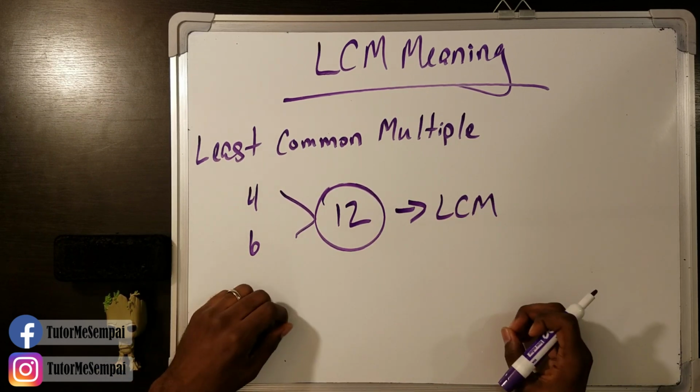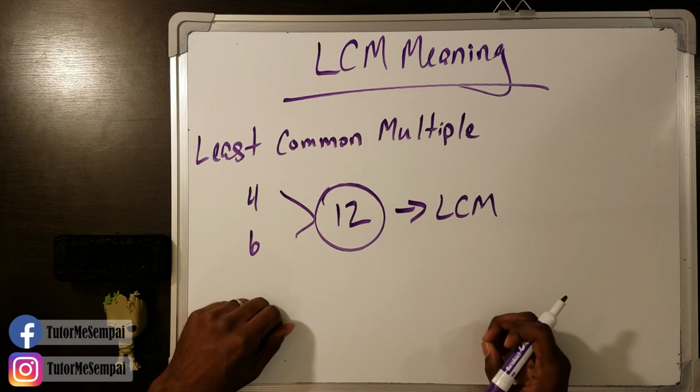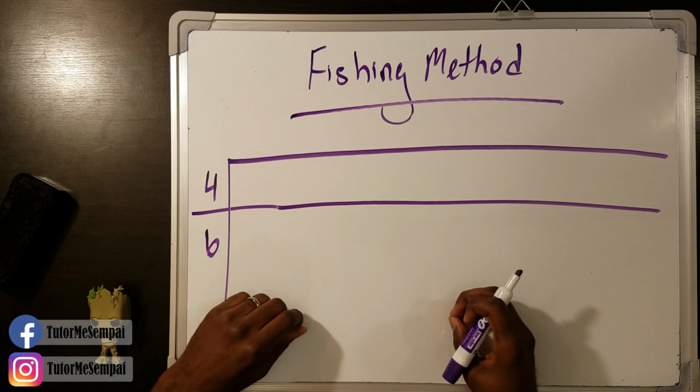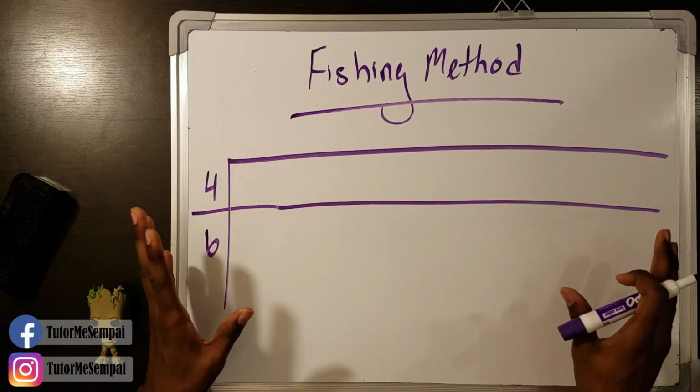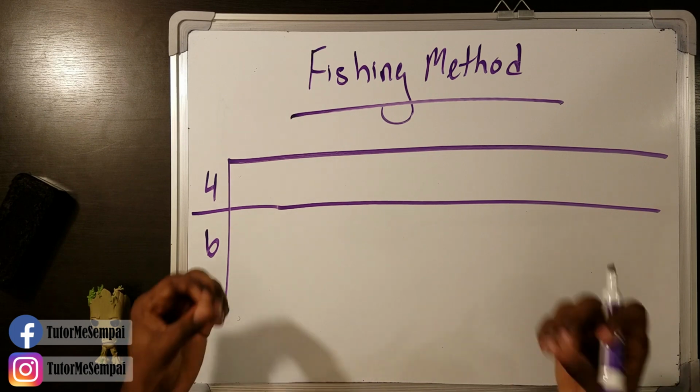So there are a few different ways that you can find the LCM. Let's look at our first method. Our first method we're going to talk about is something I call the fishing method. Now, the fishing method had nothing to do with fish, but the concept behind fishing, which is patience.